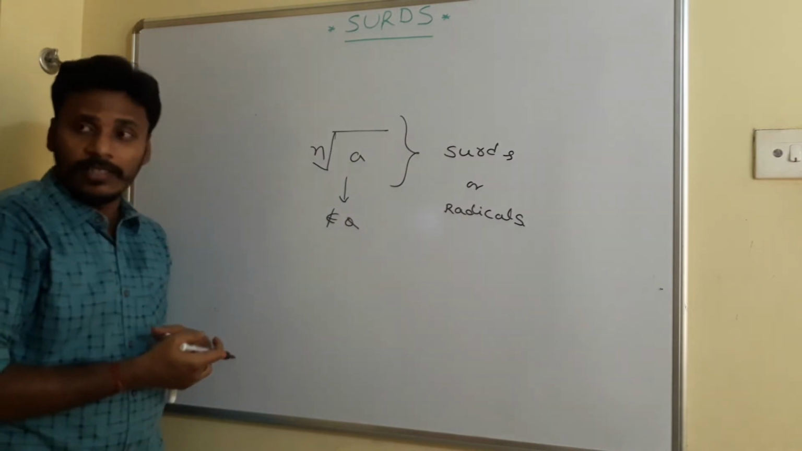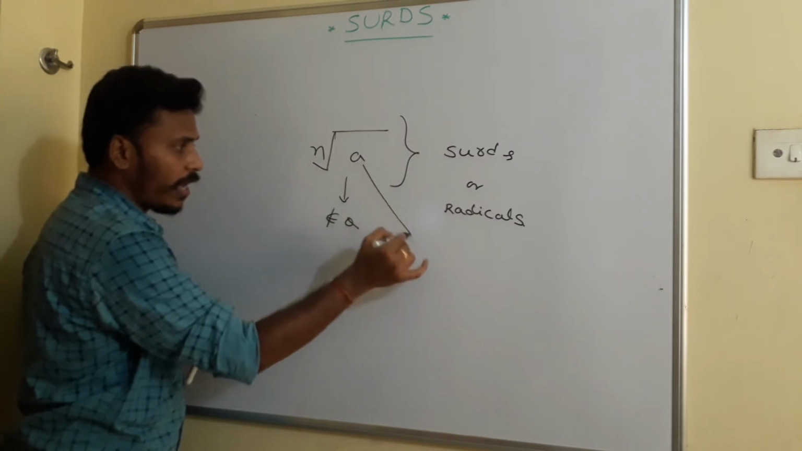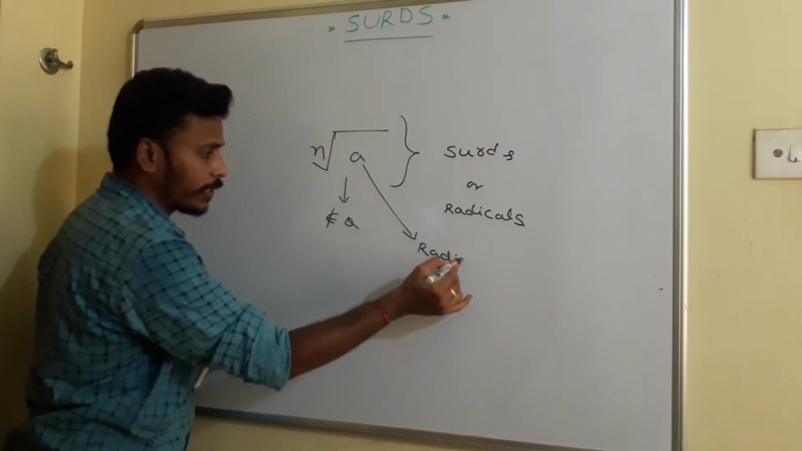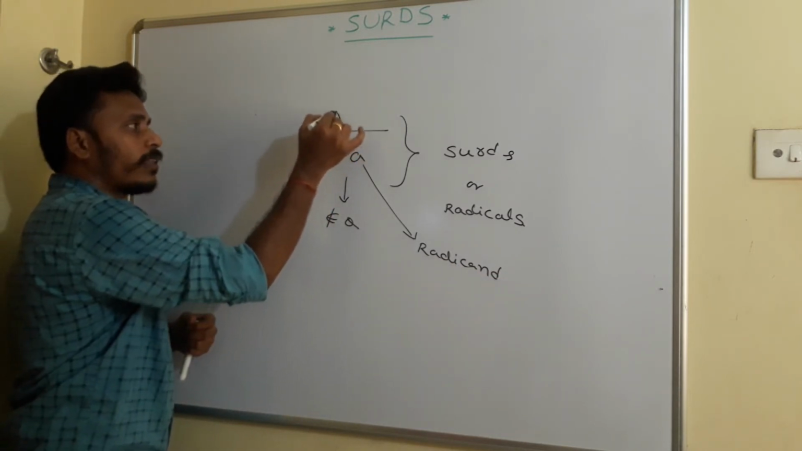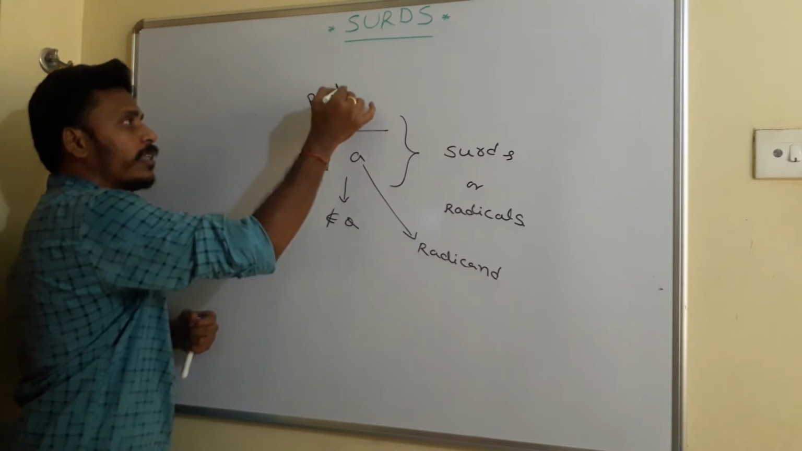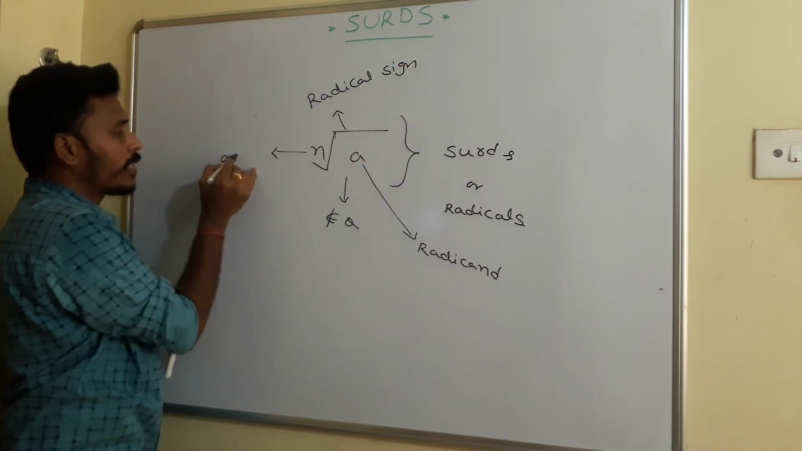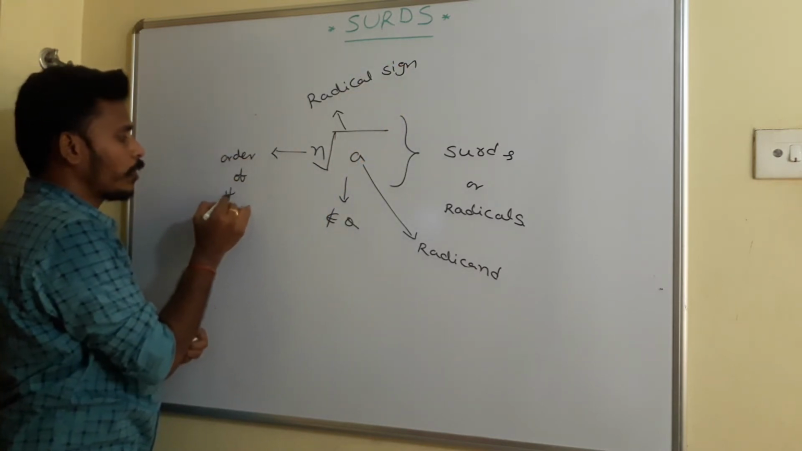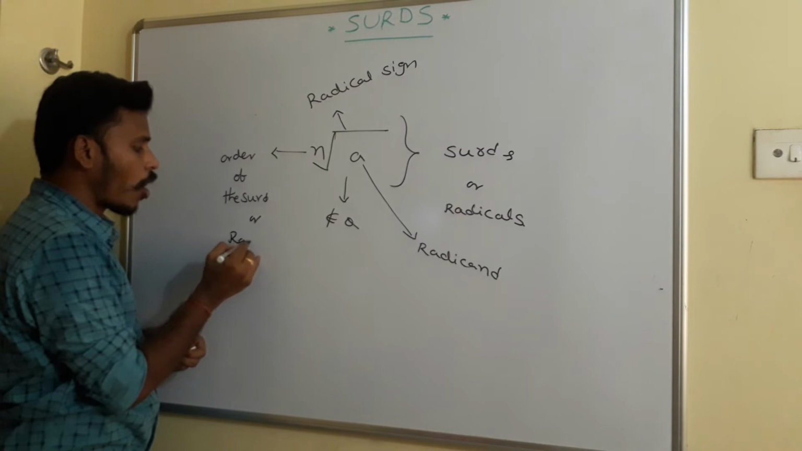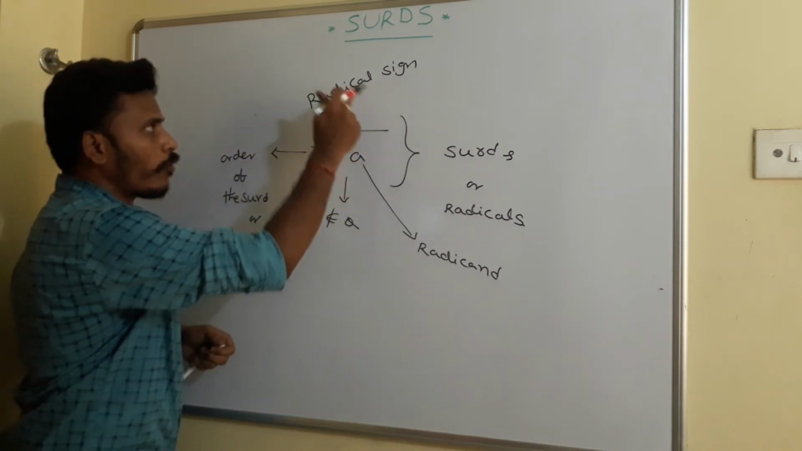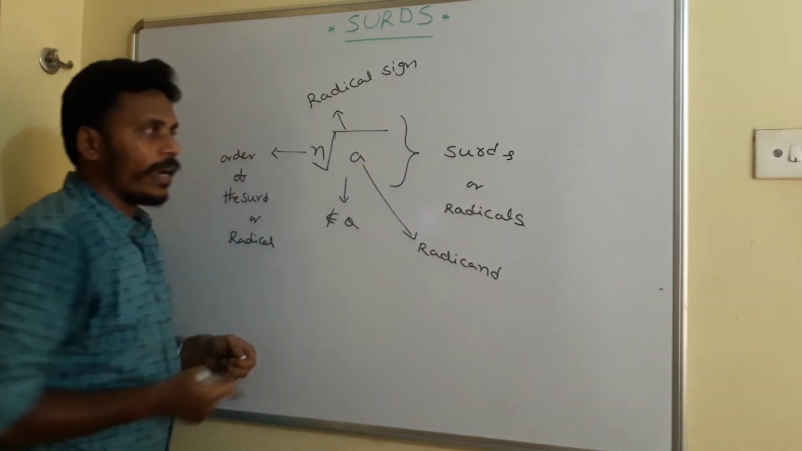We also call these radicals. And this a is mentioned as the radicand. Whereas the nth root sign is mentioned as the radical sign, and this n is mentioned as the order of the surd, or order of the radical. So this a is the radicand, and this nth root of a is a surd or radical, right?